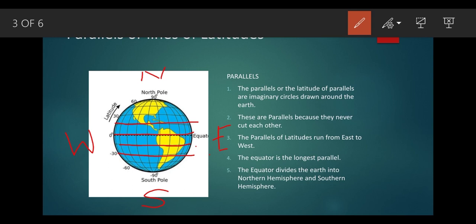The equator, which is at the 0 degree, this equator is the longest parallel. This equator is the longest parallel. The equator divides the earth into two equal halves, that is the northern hemisphere and the southern hemisphere. Now the part that lies above the equator, this is called the northern hemisphere, and the part that lies below the equator is called the southern hemisphere.